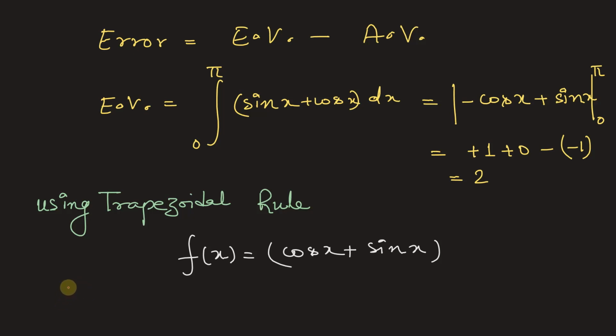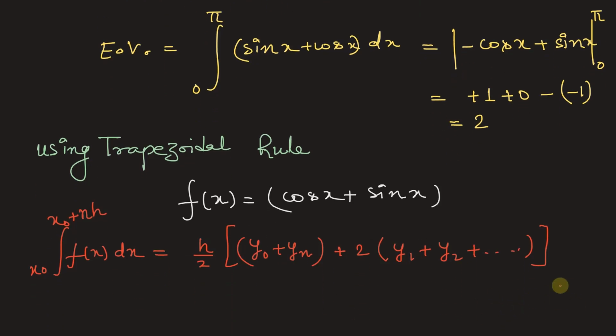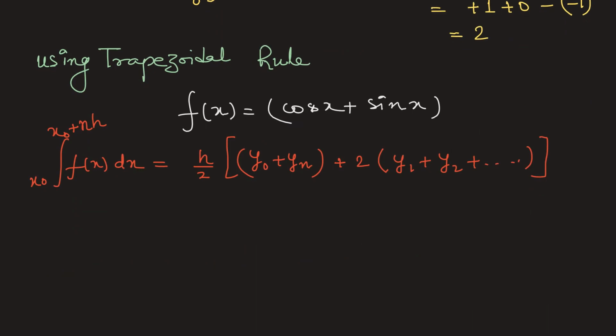The integral using the trapezoidal rule, from x naught to x naught plus n into h of the function f of x dx, will be equal to h by 2 multiplied by y naught plus yn, in this case y3, plus 2 times all the remaining terms, y1 plus y2 and so on. So this is actually the area of trapezoids. So n number of trapezoids we are calculating using the trapezoidal rule.